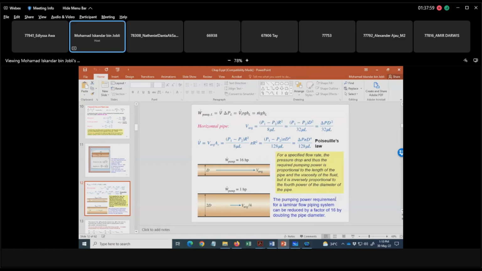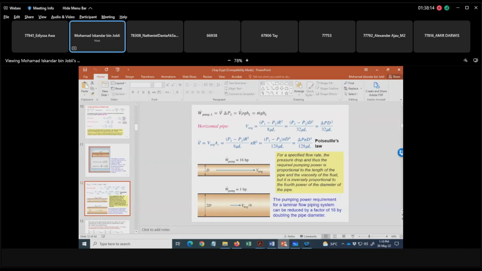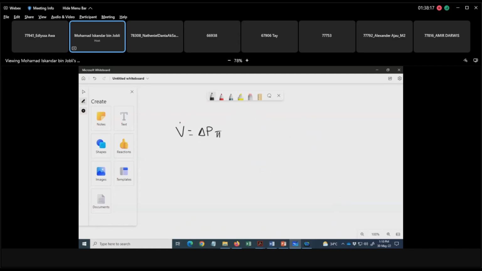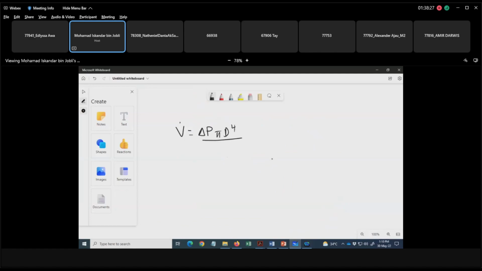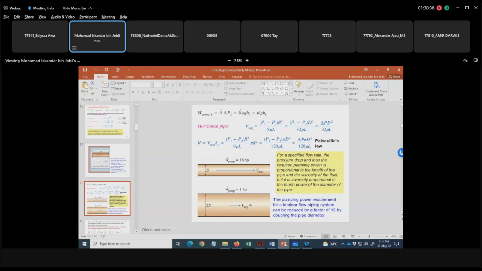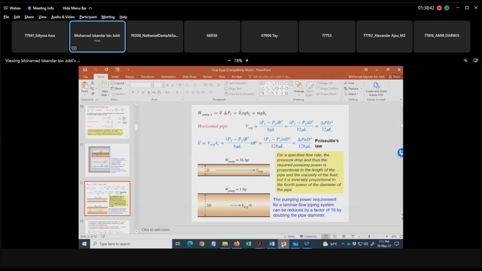I'm going to have to write this down again. V dot equals delta P times pi d to the power 4, divided by 128 times the viscosity mu and then L. I believe this is the equation. This is the Poiseuille law, how do you pronounce Poiseuille, something like that.